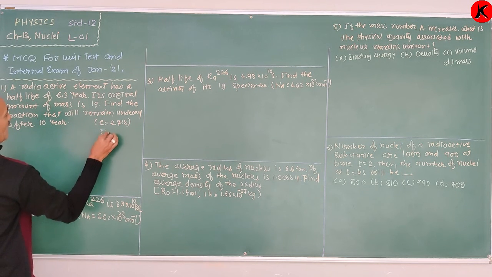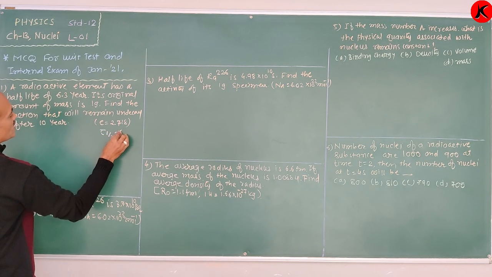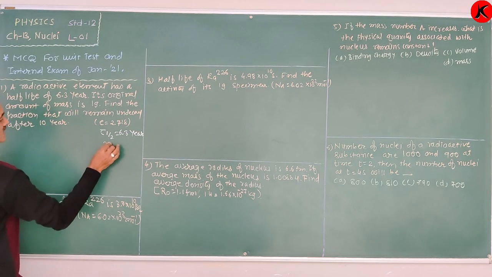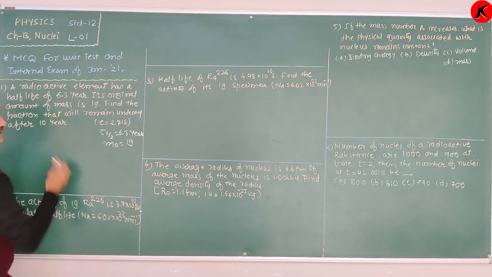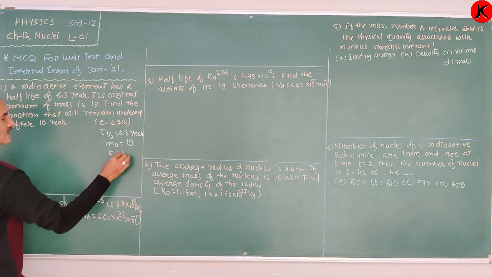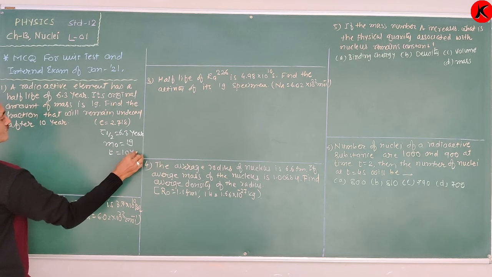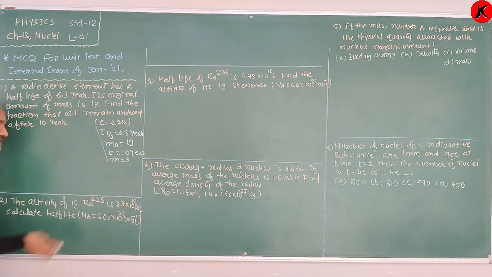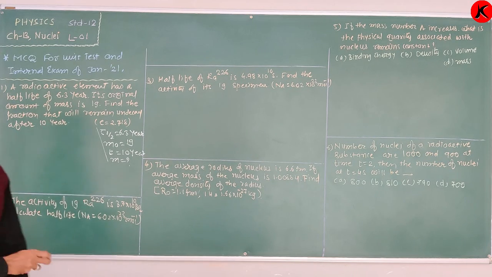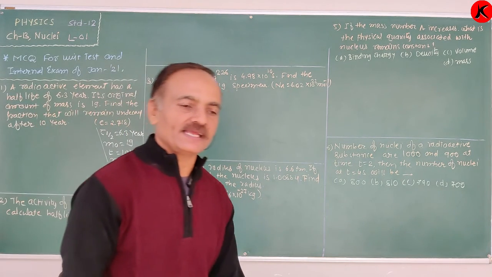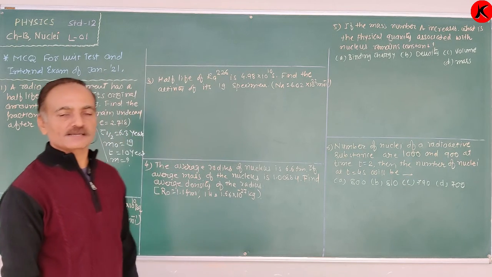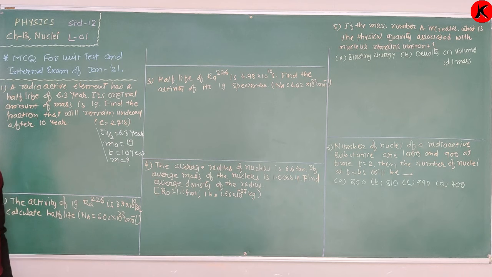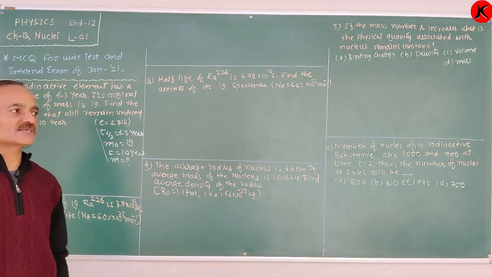Therefore the half-life tau half is equal to 6.3 years. Initial mass m0 is equal to 1 gram. Time interval is given as 10 years. We have to find out the remaining mass. This data is given. Now we know the equation of the activity, N is equal to N0 e to the power minus lambda t, and also the equation tau half is equal to 0.693 upon lambda. We are using these two equations.